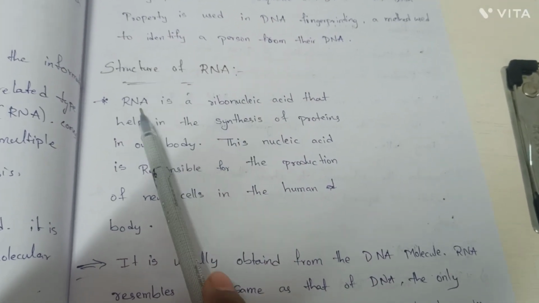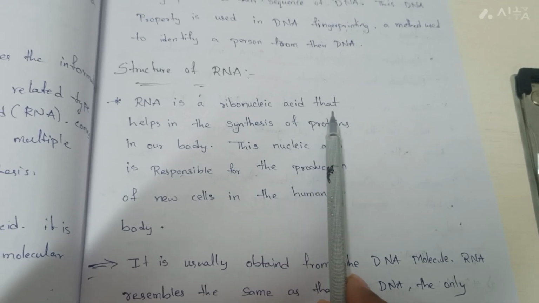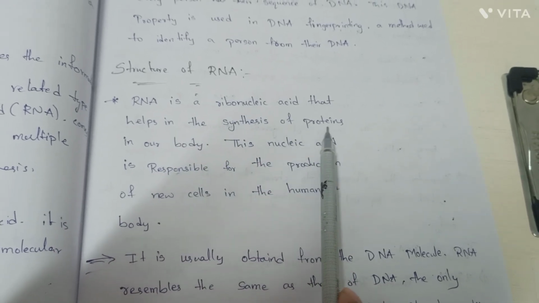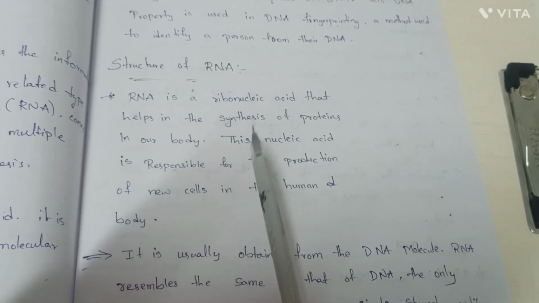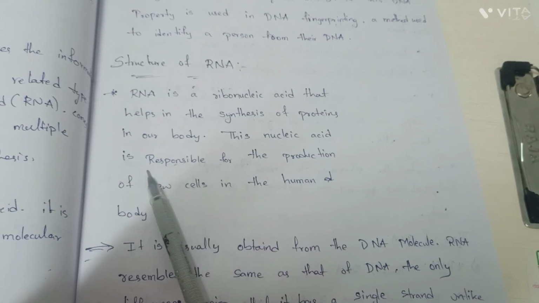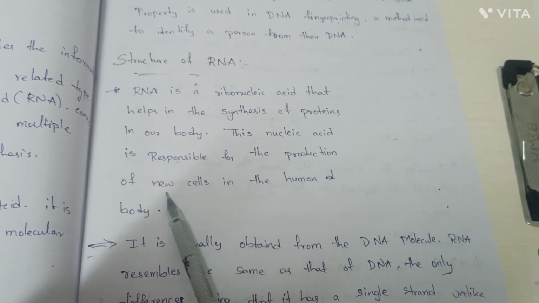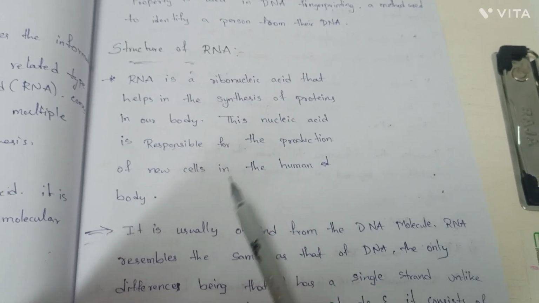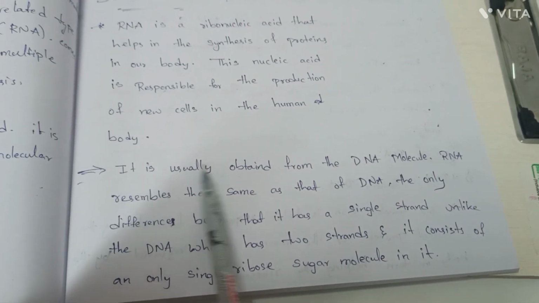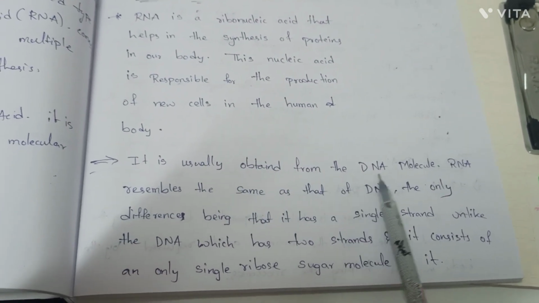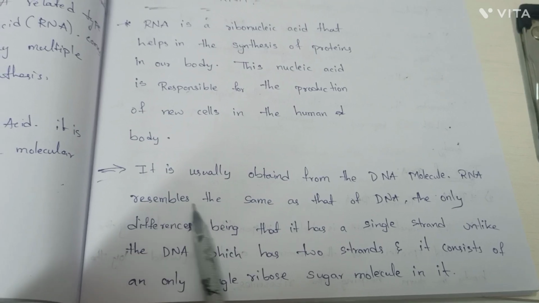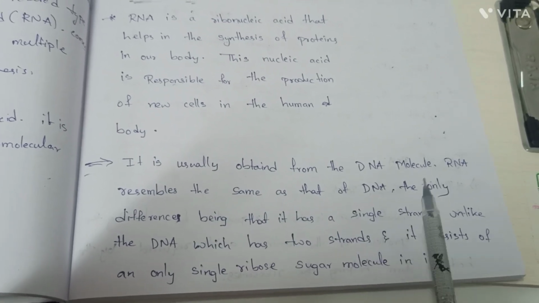Structure of RNA. RNA is a ribonucleic acid that helps in the synthesis of proteins in our body. This nucleic acid is responsible for the production of new cells in the human body. It is usually obtained from the DNA molecule. RNA resembles the DNA.